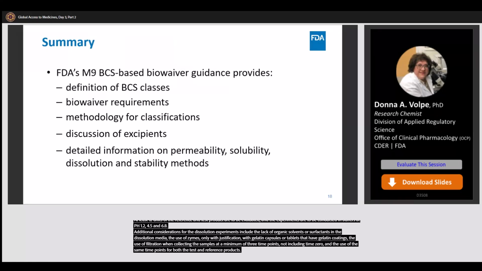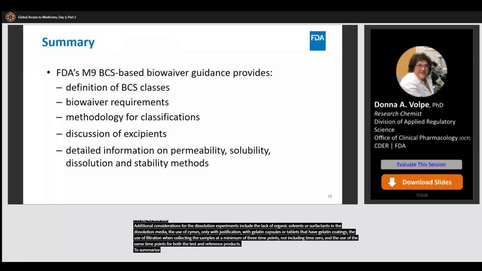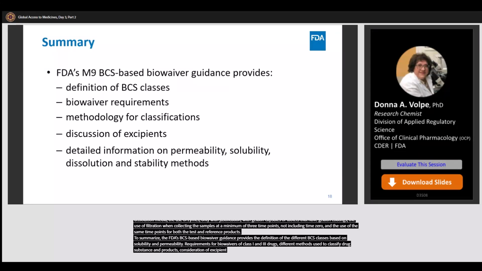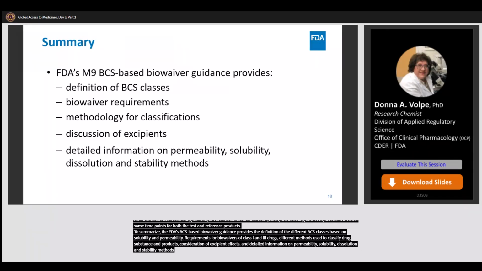To summarize, the FDA's BCS-based Biowaiver guidance provides the definition of the different BCS classes based on solubility and permeability, requirements for biowaivers of class 1 and 3 drugs, different methods used to classify drug substances and products, consideration of excipient effects, and detailed information on permeability, solubility, dissolution, and stability methods are also outlined in the guidance.